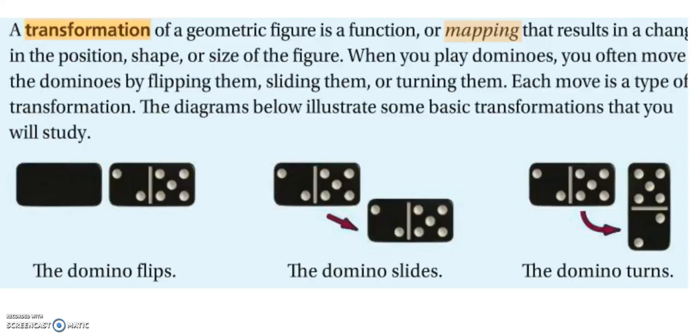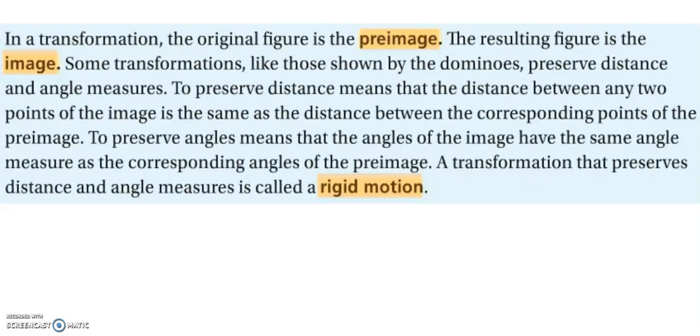So a transformation of a geometric figure is a function or, quote, mapping that results in a change in the position, shape, or size of the figure. When you play dominoes, you often move the dominoes by flipping them, sliding them, or turning them. Each time you do this, you're doing one of the basic transformations. So a domino flips, a domino slides, a domino turns. These all have very geometric transformation terms.